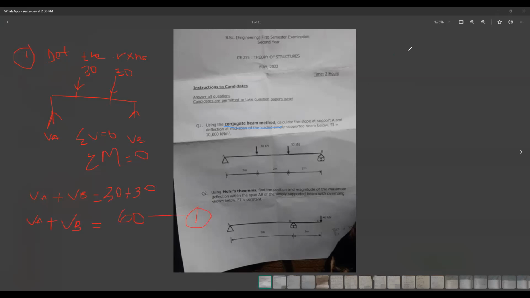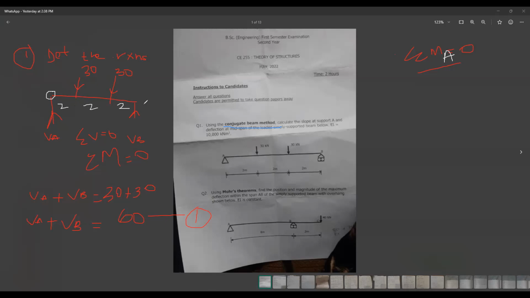Then your second equation is summation of moment equal to 0. Moment about a certain point equal to 0. With this, you can choose to take your moment about this point. Let's take moments about A. So what is moment about A going to give us? You have the distance between this and that. You have 2, 2, 2.